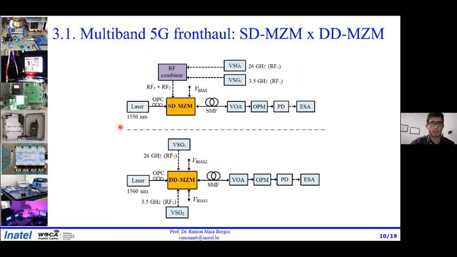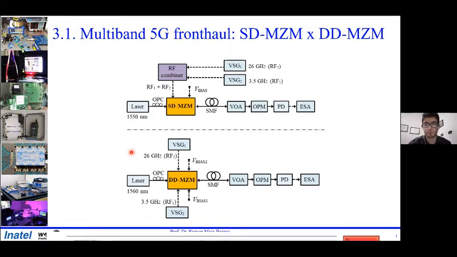the PD input. In a second moment, we use the same setup, but we replace the single drive Mach-Zehnder modulator by a dual drive Mach-Zehnder modulator. And the advantage is that since the dual drive Mach-Zehnder modulator has two RF ports, there is no requirement to use an external RF combiner. It's the first advantage of using the dual drive Mach-Zehnder modulator. Another advantage is that the dual drive Mach-Zehnder modulator enables two independent bias voltage controls, one for the 26 gigahertz RF-driven signal and another for the 3.5 gigahertz RF-driven signal. So it's the main difference between these setups.